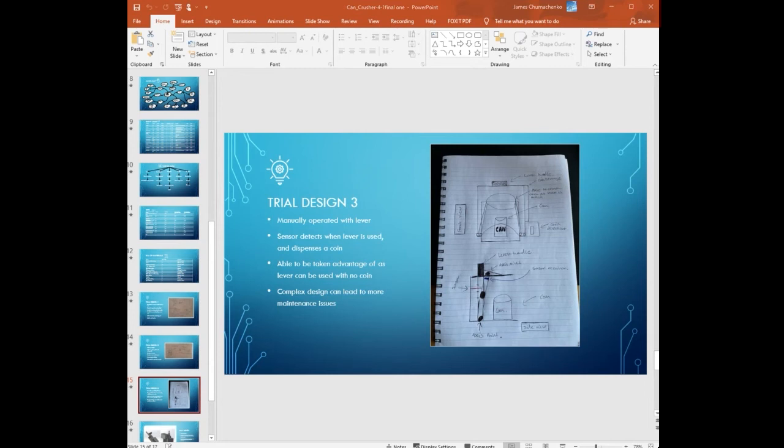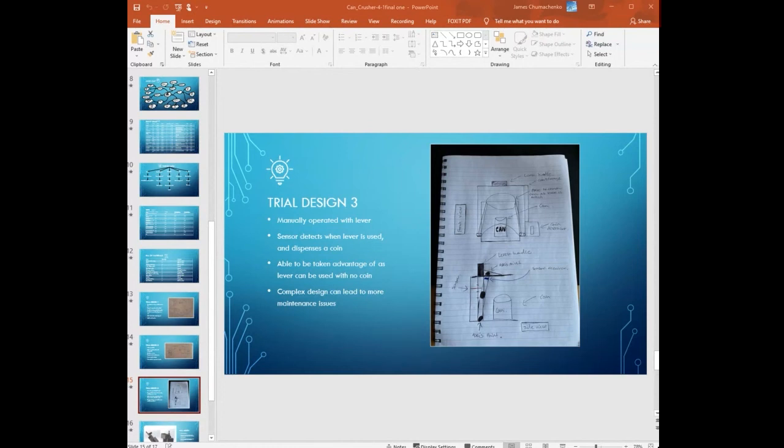So with design 3, it was the same thing. It was a manual concept where you would pull down the lever. As you can see by the bottom half of the screen, there is a sensor and a receiving end. Once the lever was pulled down, the sensor would hit the receiving end, and that is what would trigger a coin to be dispersed. The only flaw with that is that you can never guarantee that a can is actually being put into the system and crushed. Someone could sit there and pull down on a lever all day, and it would be dispersing coins without a guarantee that they're actually helping the environment in any way. And that is what took us to our design 4.